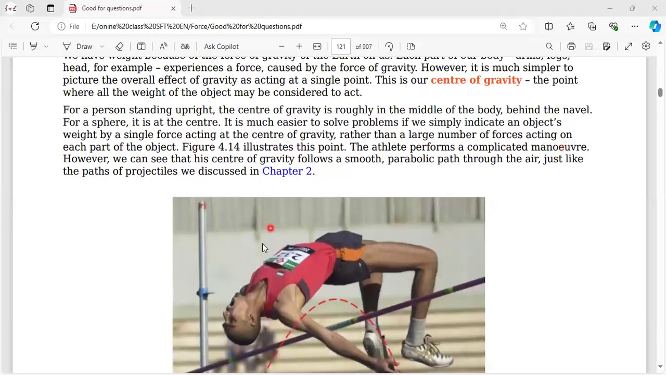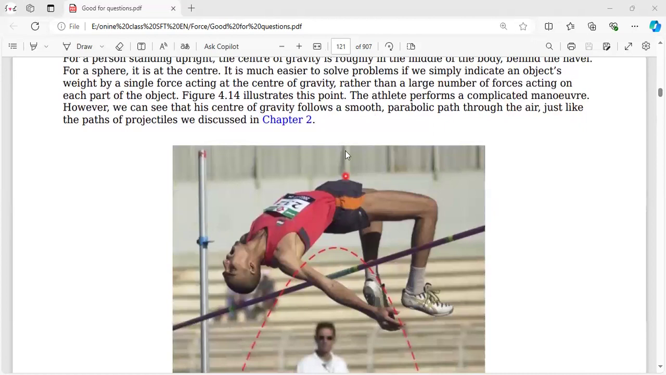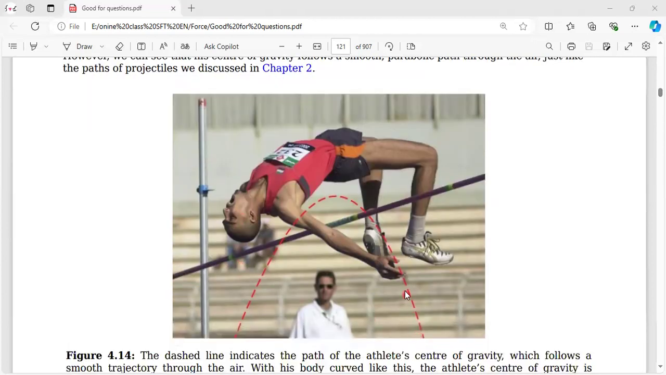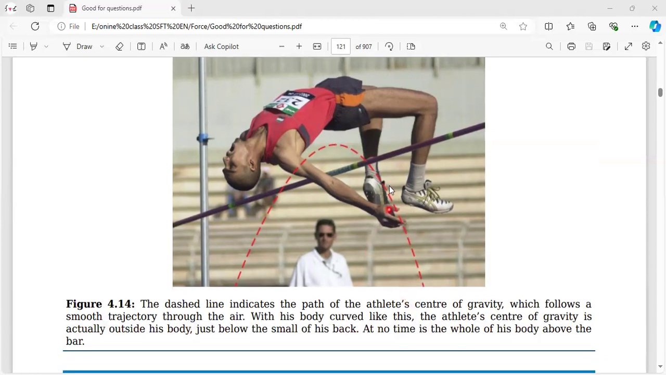Right. Now, when a person is standing upright in a normal situation, the center of gravity is roughly in the middle of the body, right? However, you can see this athlete actually performing a high jump, right? During this performance, you can see a dashed line, right? Here it is, the dashed line. Now, this dashed line indicates the path of the athlete's center of gravity, right? It is a smooth trajectory through the air, right?